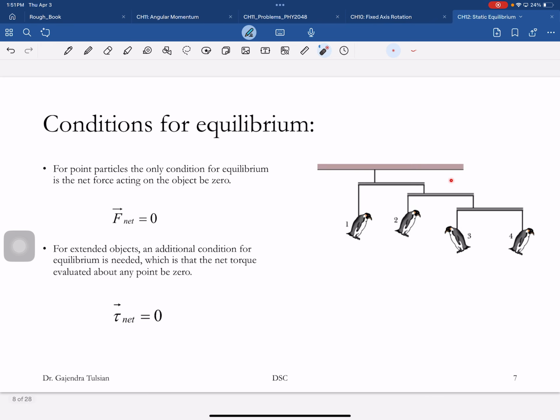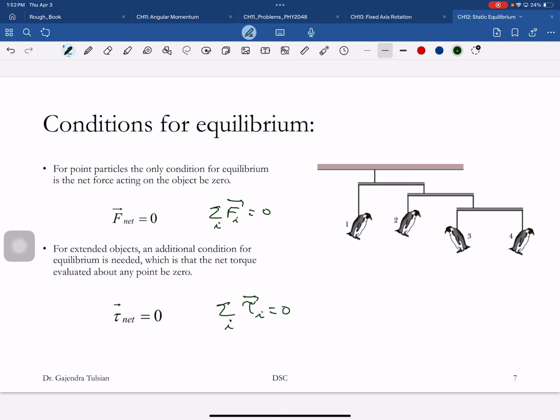So the conditions for static equilibrium, when forces are applied to extended objects, are these two conditions. The sum of the forces should equal 0, and the sum of the torques should equal 0. Okay, those are the conditions.